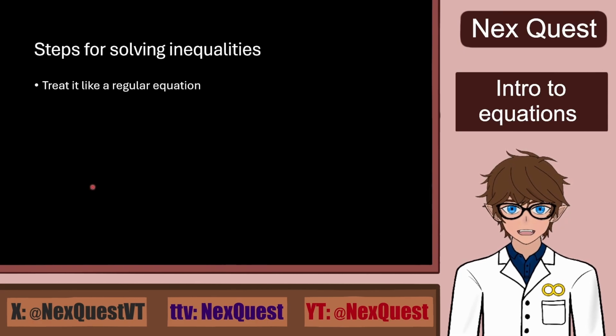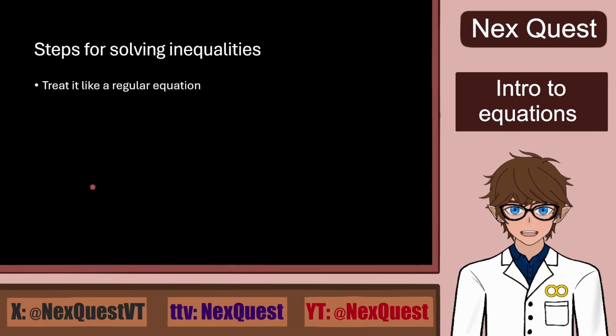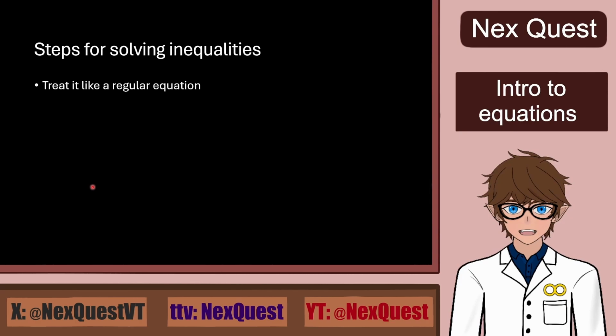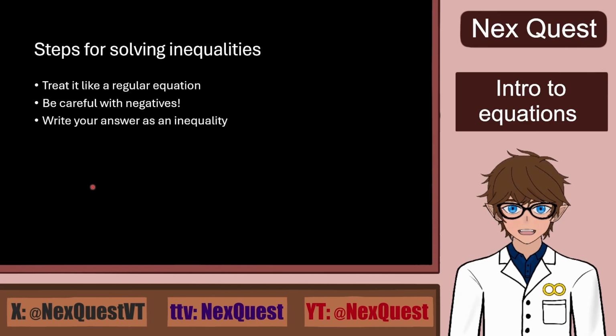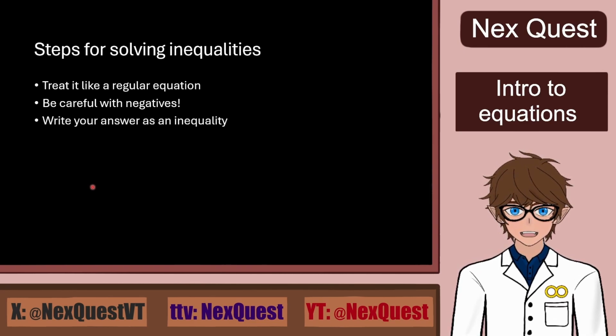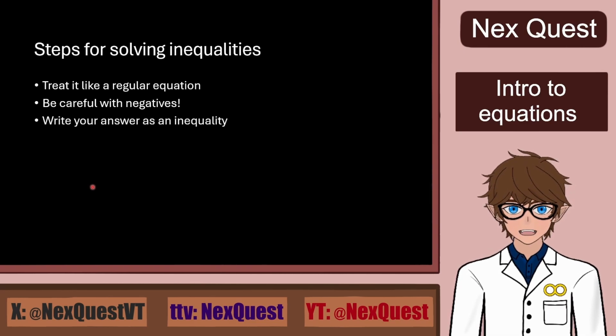Now, for steps to solving inequalities. First of all, treat it like a regular equation. You can move around numbers, you can multiply, you can divide. You have to separate variables from numbers. You just have to be careful with negatives, especially multiplying and dividing with them. And the most important part, writing your answer or the solution as an inequality. So in this case, x will not be 3, it will be greater or equal to 3. That's why we have the appropriate signs in the inequality.